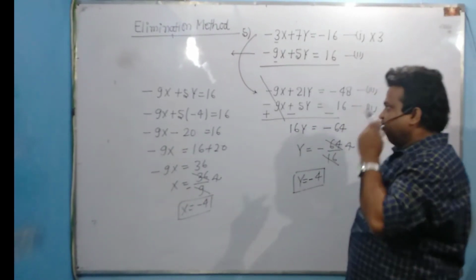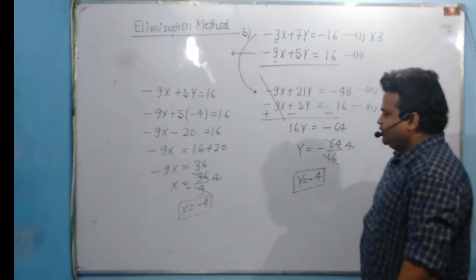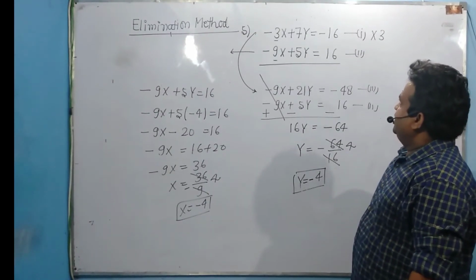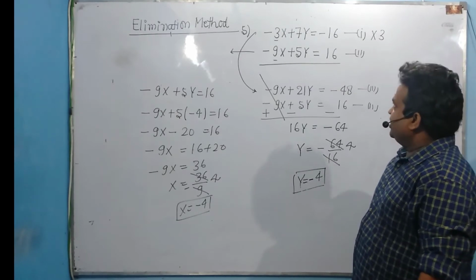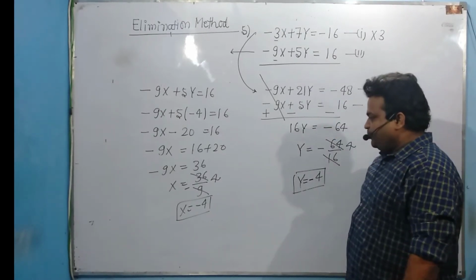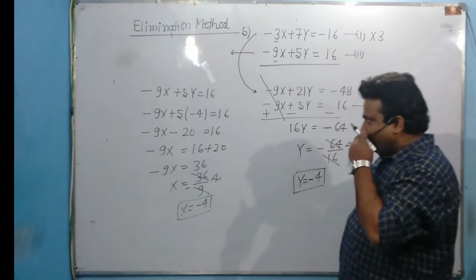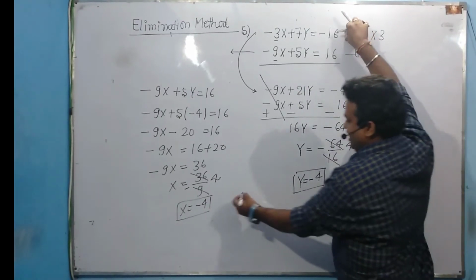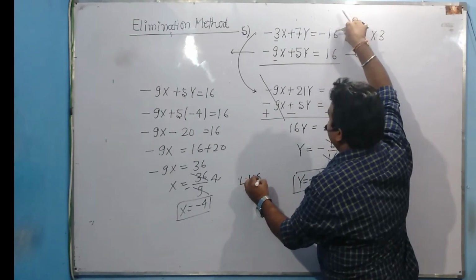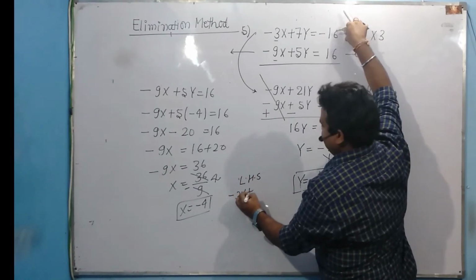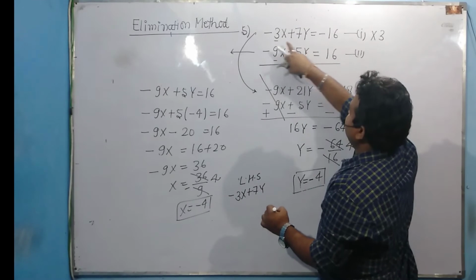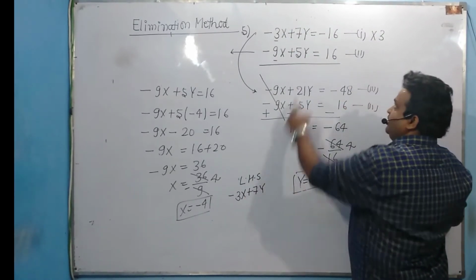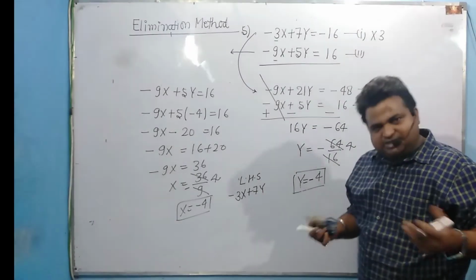Now in this case, my x value is minus 4 and my y value is also minus 4. Now check the correctness of the linear equations. So I am putting x equal to minus 4 and y equal to minus 4 in equation number 1. So I am taking equation number 1, the left hand side value minus 3x plus 7y. If this value, after putting in x and y, becomes minus 16, it means my answer is correct.